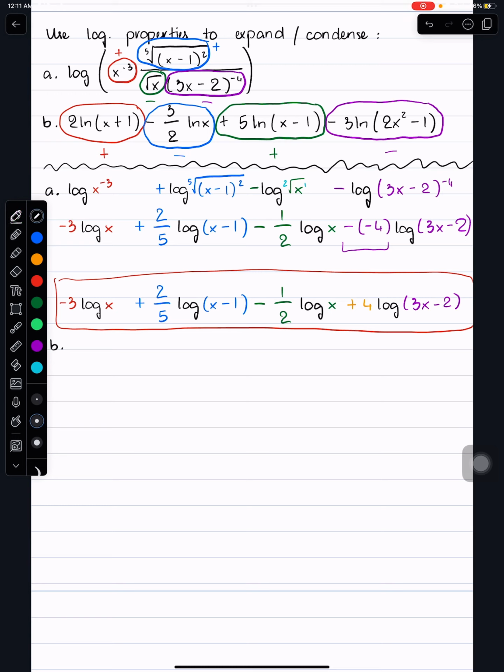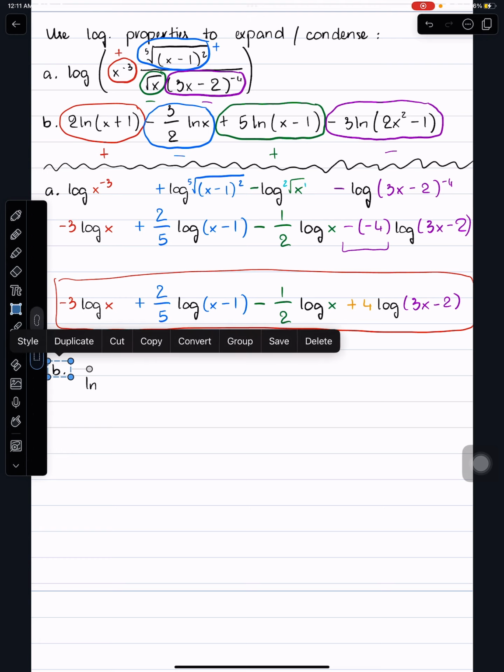So for part B, we're going to condense it. We have 4 logs from the beginning, and now we're going to condense all 4 of them to just 1 log expression. So we will do 1 log expression like this, right? Give me 1 second. Let me just copy it down, make some space for it.